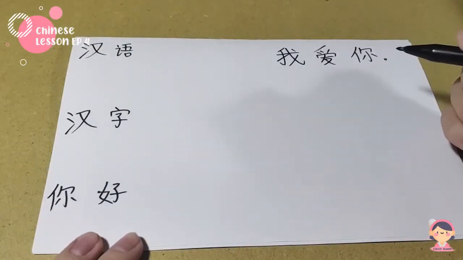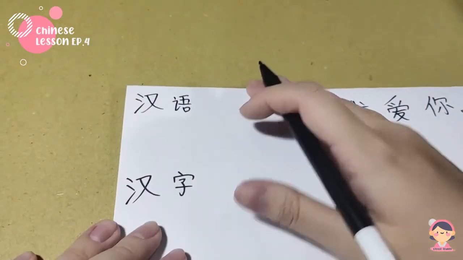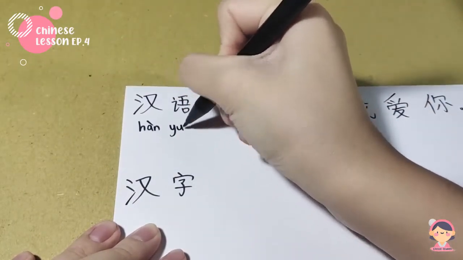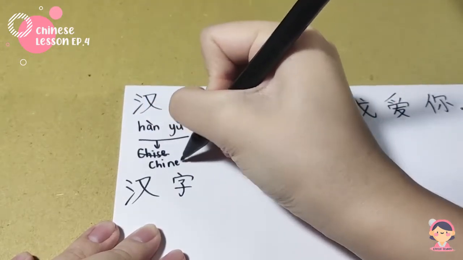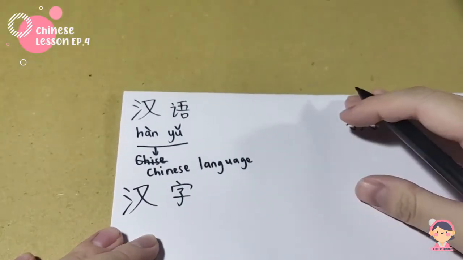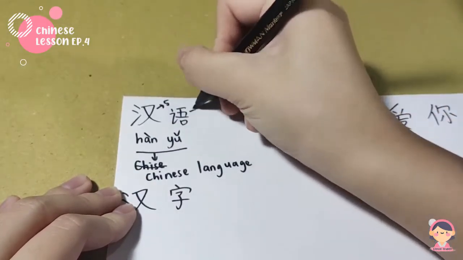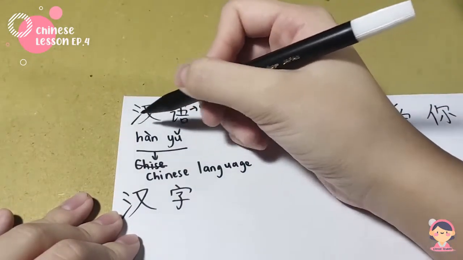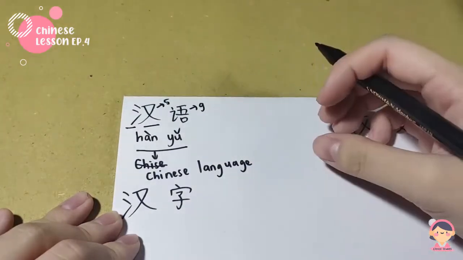Now let's try to write all of these words together. So the first one is 汉语. Hanyu means Chinese language. Han has 5 strokes and Yu has 9 strokes. And because Han and Yu has 2 parts, like left and right, we always write it from the left.